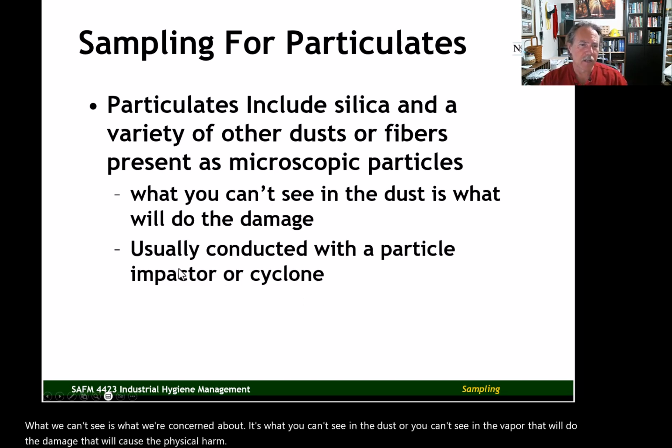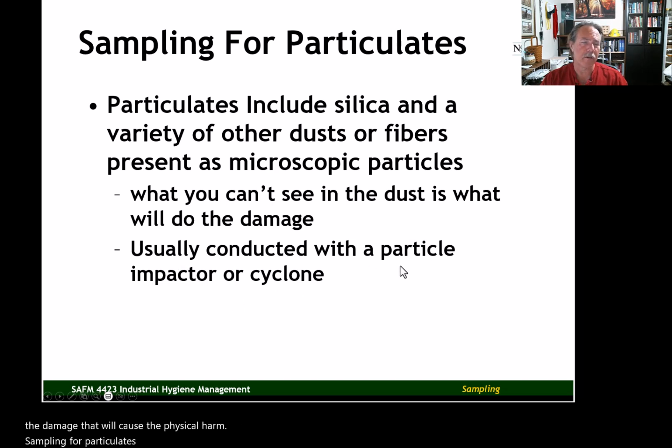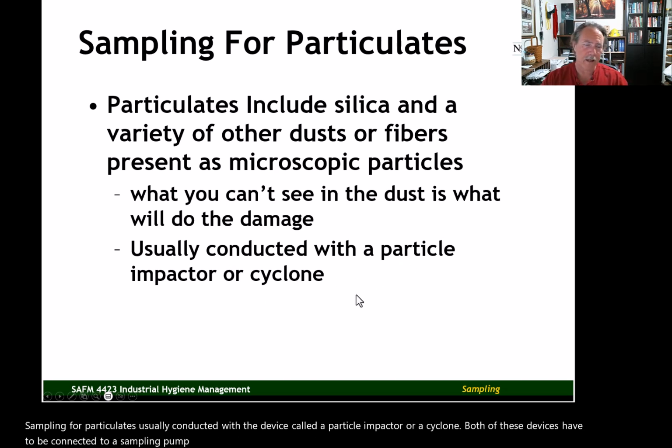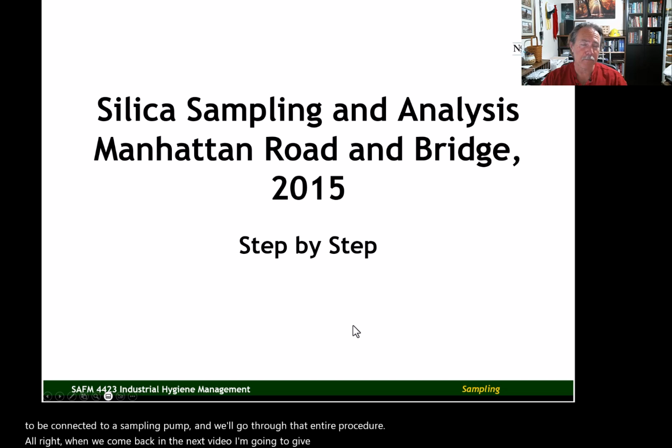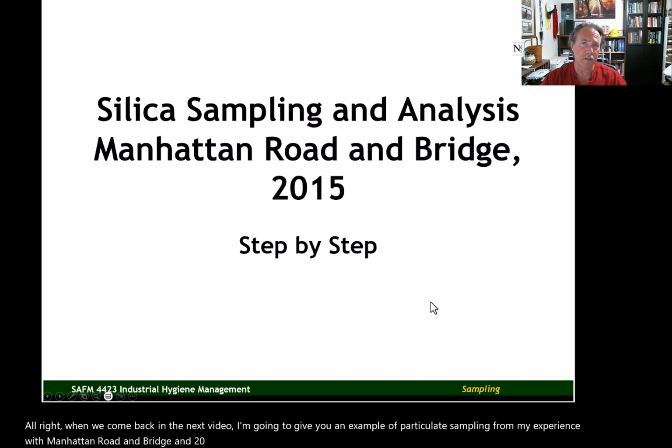Sampling for particulates is usually conducted with a device called a particle impactor or a cyclone. Both of these devices have to be connected to a sampling pump, and we'll go through that entire procedure. All right, when we come back in the next video, I'm going to give you an example of particulate sampling from my experience with Manhattan Road and Bridge in 2015 when we did our silica sampling.